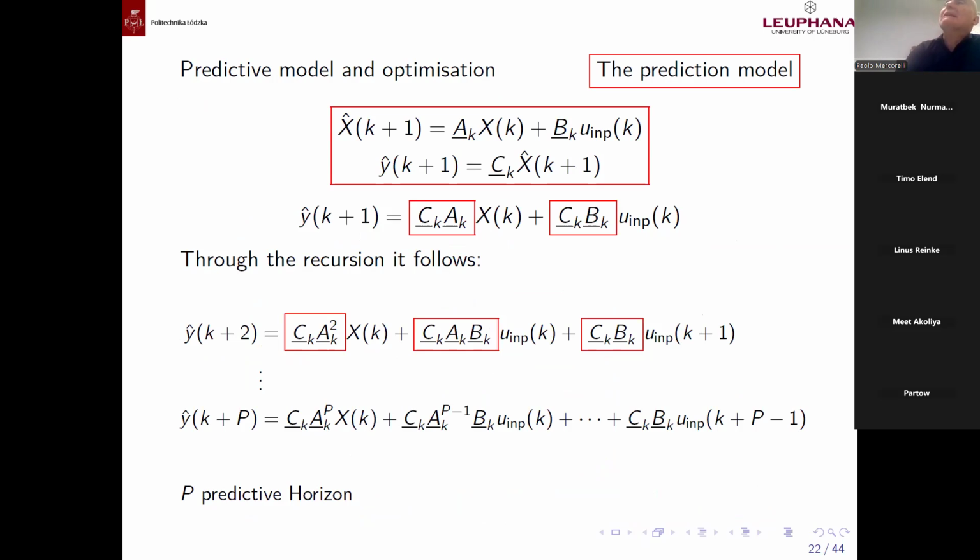We can proceed. I am thinking if I forgot to say something, but I don't think so, no?